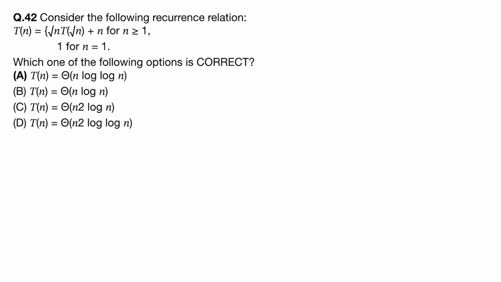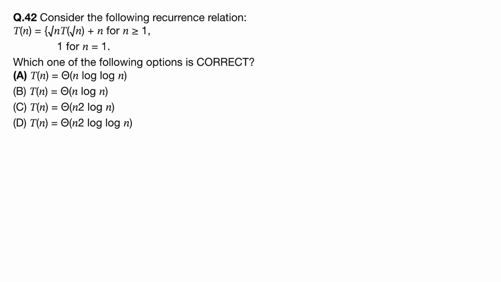Now see this question. Consider the following recurrence relation. Which one of the following options is correct? So this recurrence relation is T(n) equal to root n times T of root n plus n for all n greater than 1, and 1 for n equal to 1.